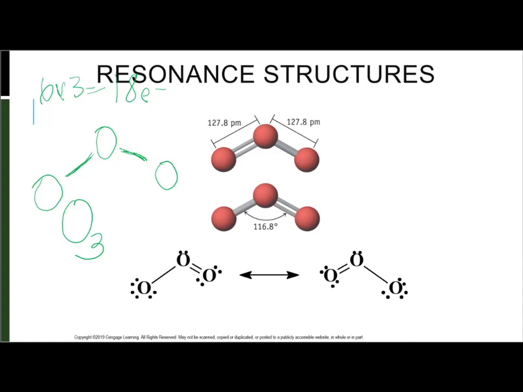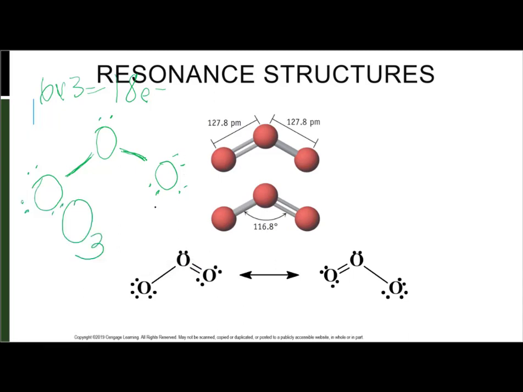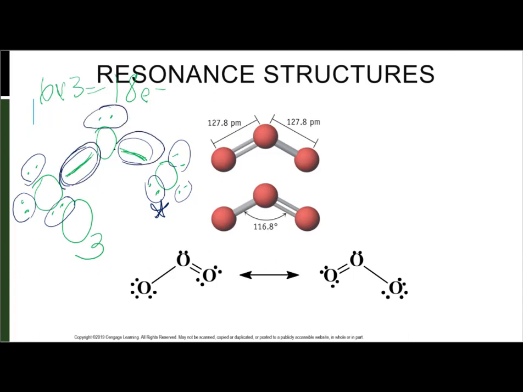So let's start putting electrons around our oxygens to get to 18. So 2, 4, 6, 8, 10, 12, 14, 16, 18. All right, now we need to look and say, well, is everybody happy? This oxygen over here is happy. It has 2, 4, 6, 8. This oxygen over here is happy. 2, 4, 6, 8. But this middle oxygen right here only has 2, 4, 6.